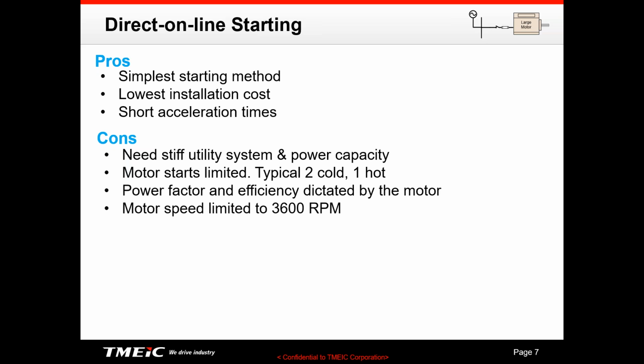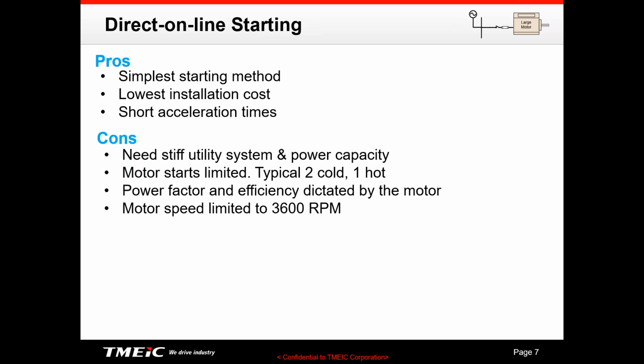And the motor starting is limited to 2 cold, 1 hot consecutive starts. Of course, if you are familiar with the API standards, it requires extra starts, so 3 cold and 2 hot starts. But this is a typical DOL start per NEMA or IEC standards. So the motor starts are limited to 2 cold and 1 hot. Also, the power factor and efficiency are dictated by the motor. Once you design the motor for a specific power factor and efficiency at full load, 75%, or 50% of the load, it is fixed right there.